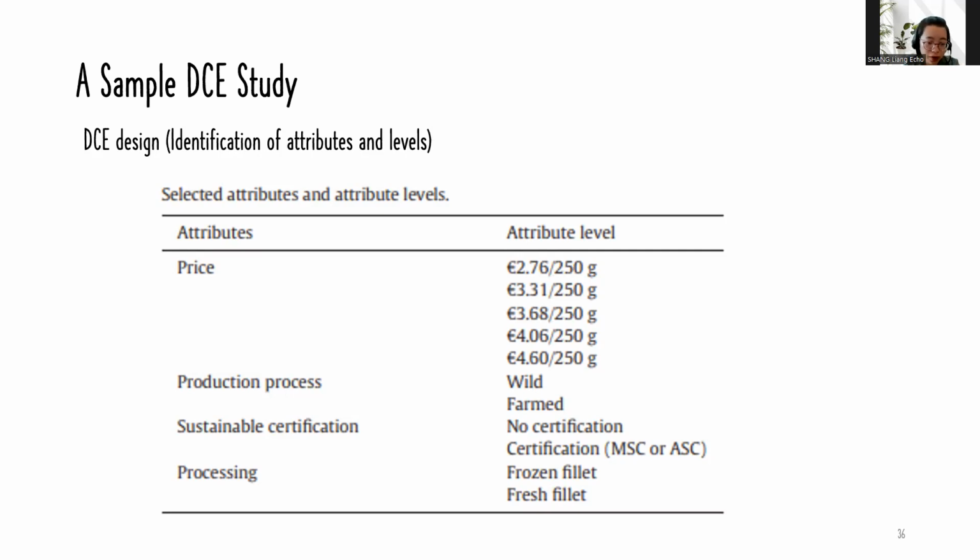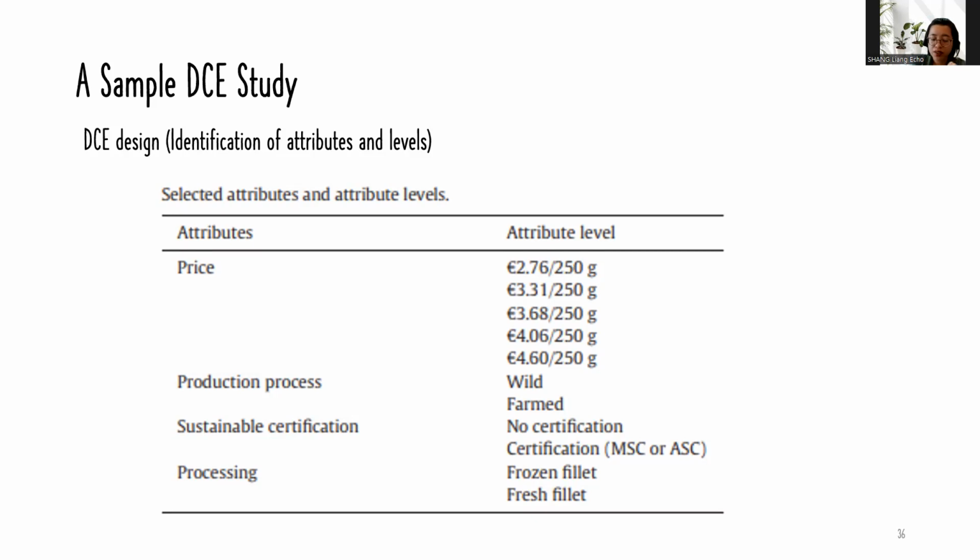So there are 2 levels: no certification, or has certification, either MSC, the label for the wild products, or ASC, the eco label for the farmed products. And the final attribute they included is processing. That talks about the format of the fish products. So it also has 2 levels: frozen fillet and fresh fillet.